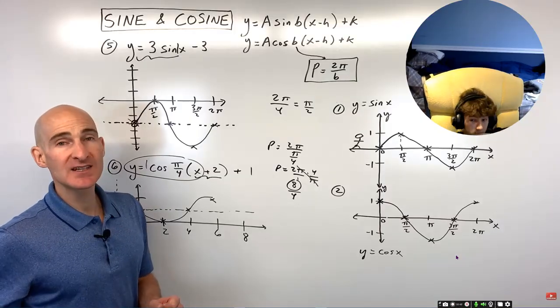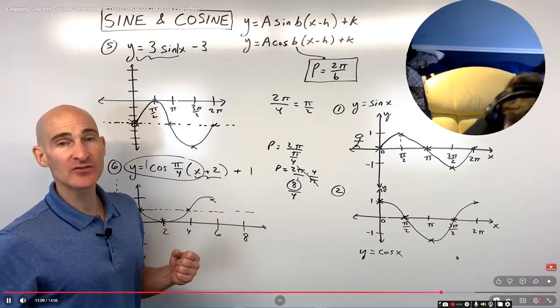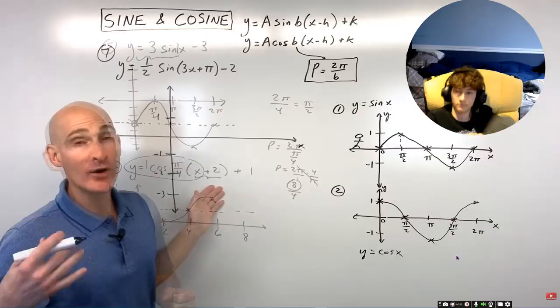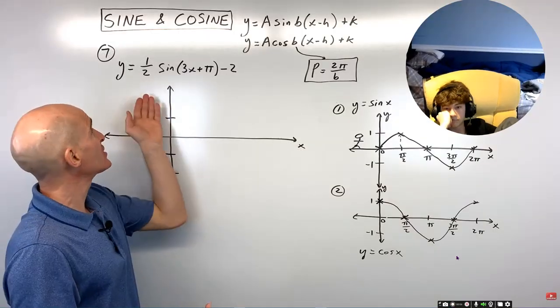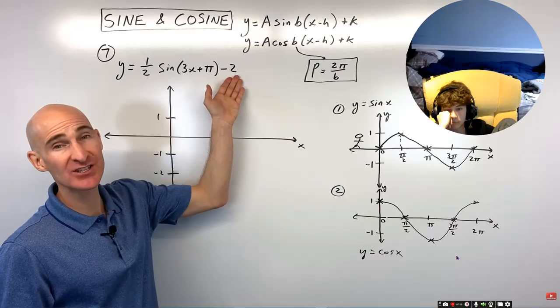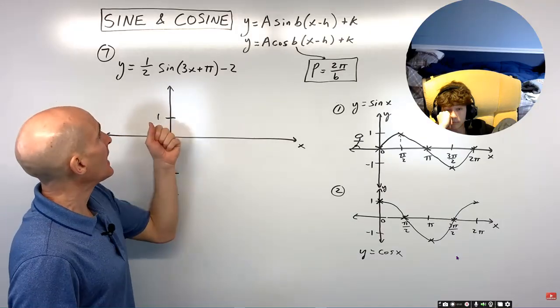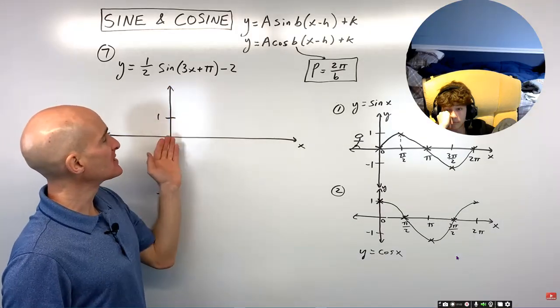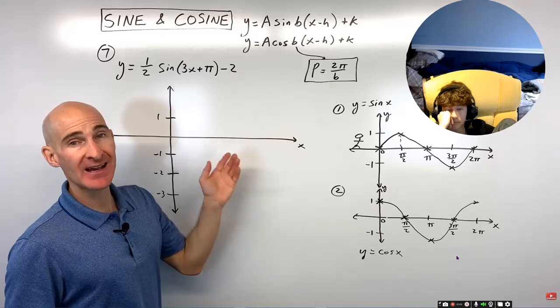Let's do one last example that involves all these different transformations so you can get a really good grasp on this. Okay, see if you can do this one. This is a real challenging example here: 1/2 sine of the quantity 3x plus pi, minus 2. It's got a little bit of everything. And the first thing I like to do is to find that period and that x scale.